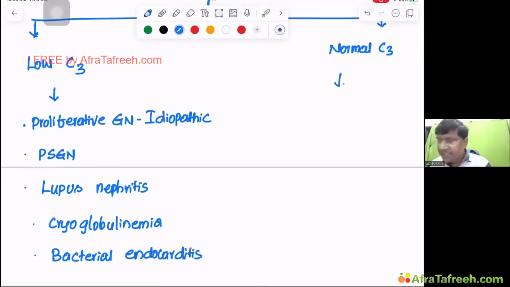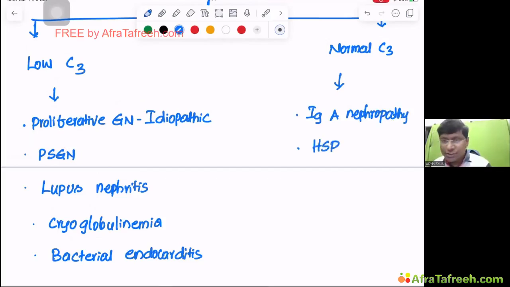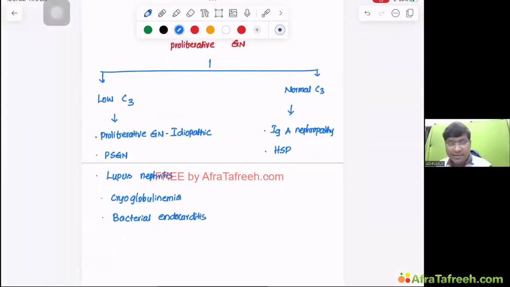What are the conditions where you will have normal C3 levels? That is in patients with IgA nephropathy, right? Which is nothing but Berger's disease. Then Henoch-Schönlein purpura. Then presence of the visceral abscess. That is not very important. But these two conditions, you will have normal C3 levels. So that is about the C3 in the fluorescent microscopy. Right.